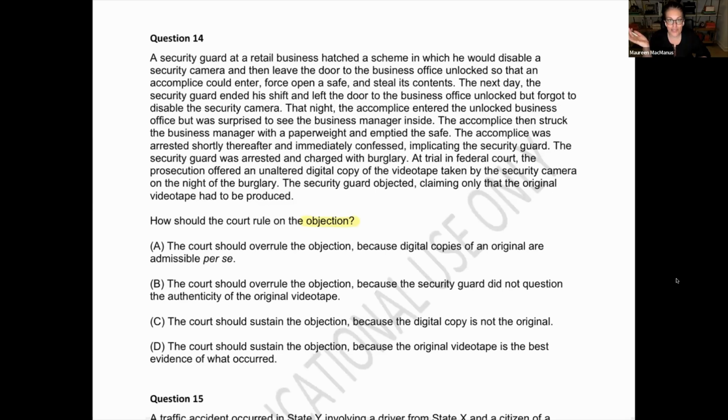So it's a copy. So this is probably getting at the best evidence rule. Does this qualify as the original? The security guard objected, claiming only that the original videotape had to be produced. So they're not disputing the authenticity of it.